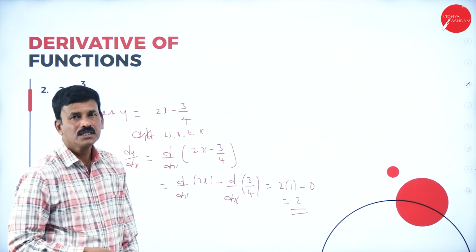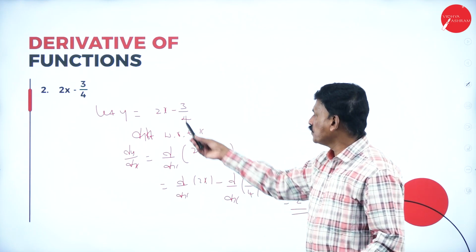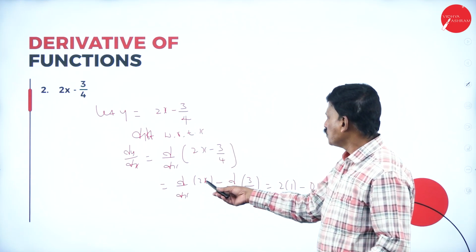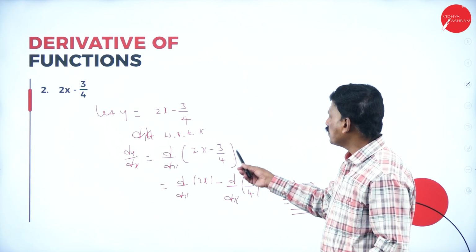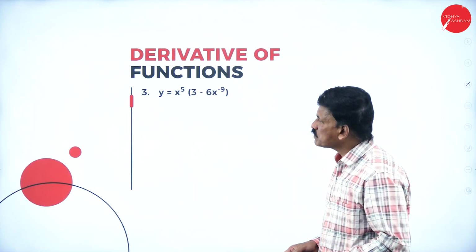That's it. Okay. Just differentiate it, term by term differentiation. 2 into differentiation of x is 1. 3 by 4 is a constant. Derivative of a constant is 0. That's it. Now, move on to the next problem.